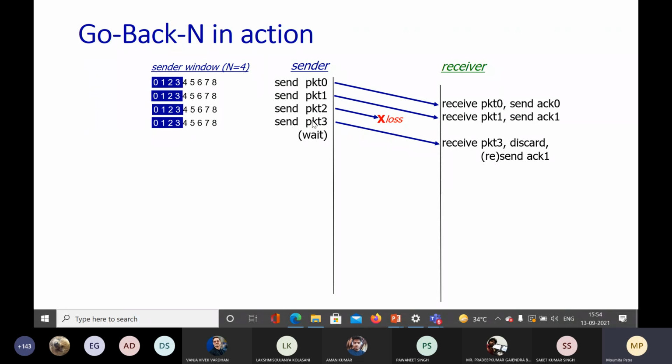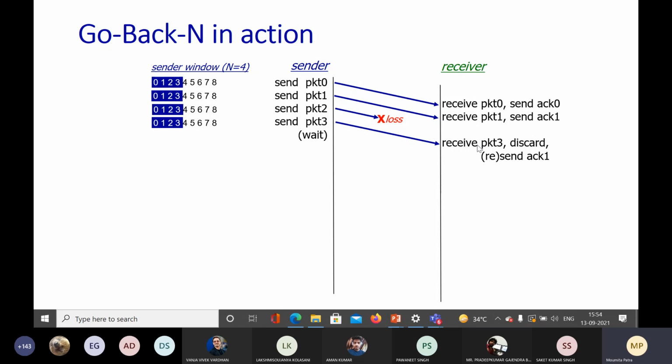0, 1, 2, 3. These 4 packets have been sent from the sender side, and then it is basically waiting for an acknowledgement. What's happening at the receiver side? It has received packet 0, it has sent the corresponding acknowledgement. Same for packet 1 also. But in between, packet 2 got lost. But packet 3 has been received. So what will the receiver do?